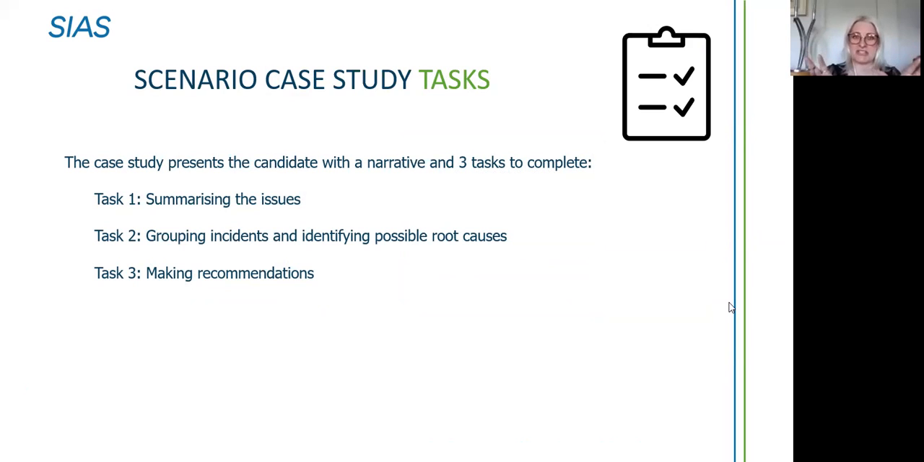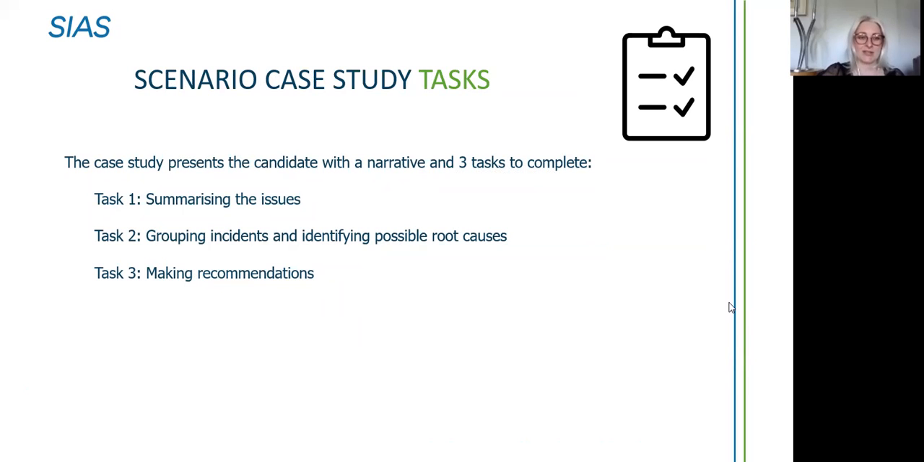They need to think about it holistically. Okay, but those are the kinds of issues we're looking at. We need to then think about, the second task is the apprentice thinking about grouping those incidents and identifying potential root causes. And then the final part is making some recommendations. Okay, so that there is an overview, if you like, of the tasks that will be presented to your apprentice on the day of the case study.